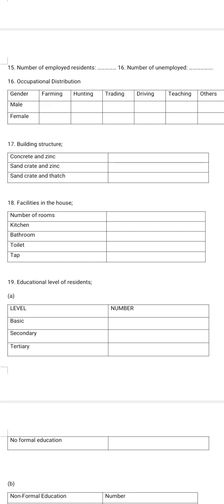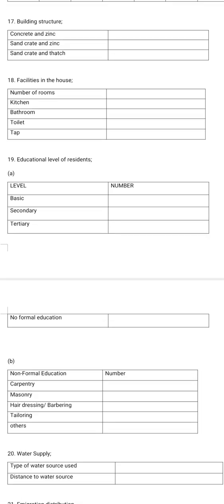And then you ask for the building structure. Is the building concrete and zinc? Is it sandcrete and zinc? Is it sandcrete and thatch? Then the facilities in the house: number of kitchens, number of rooms, bathroom, toilet, tap. Ask all of these questions.